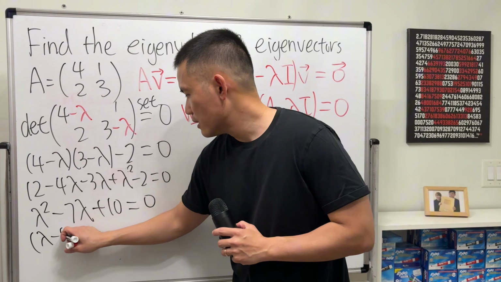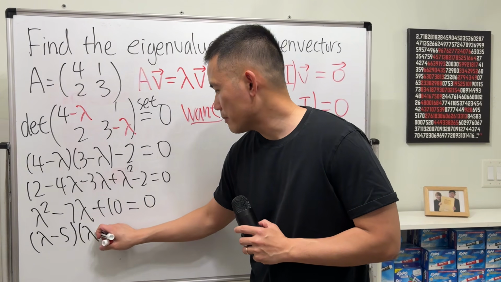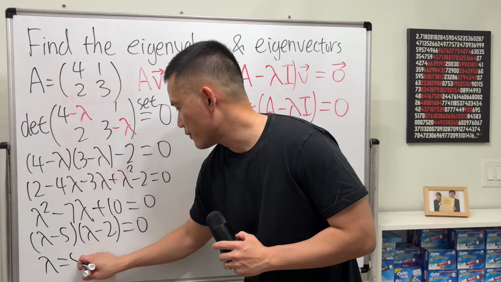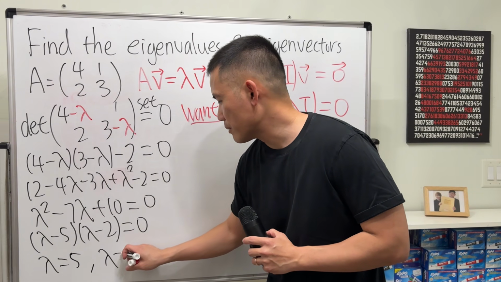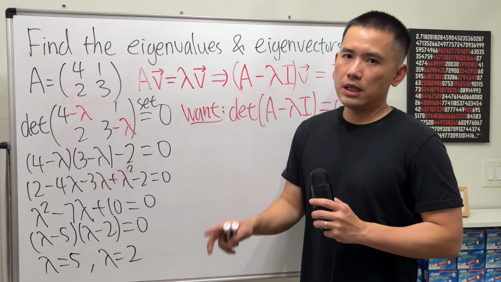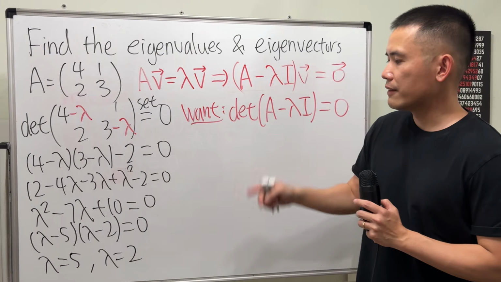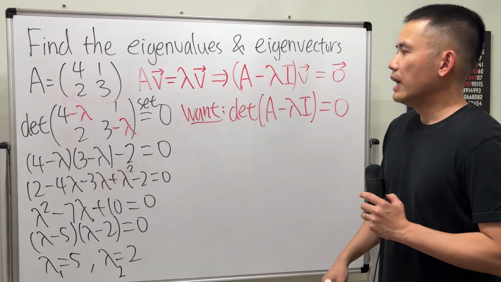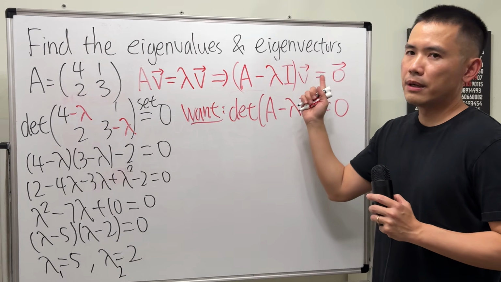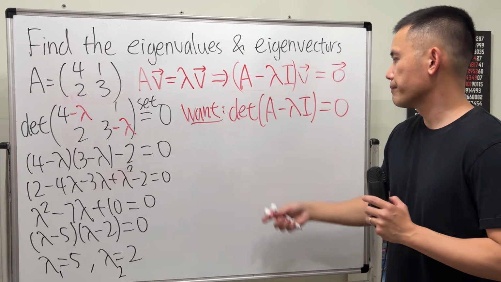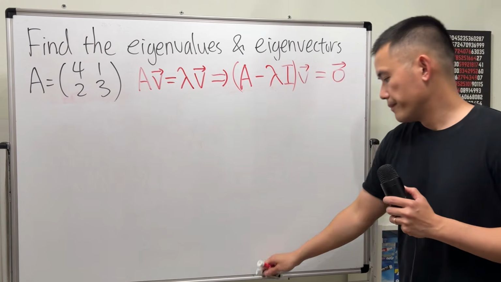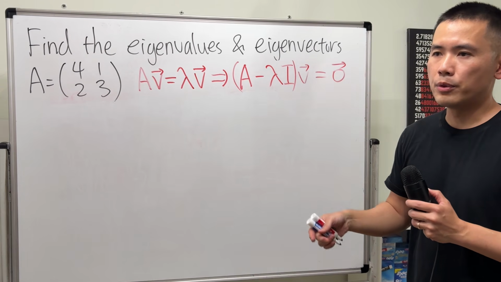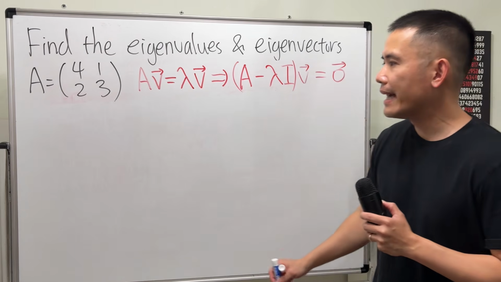Factor it: lambda minus 5, lambda minus 2 equals 0, meaning lambda equals 5, or the other one, lambda equals 2. So we can see that we have two eigenvalues. We call them lambda 1 and lambda 2. And now, how do we find the corresponding eigenvectors? Here's the idea. Firstly, we want to find the vector v, and it has two components. We'll just call it x, y.